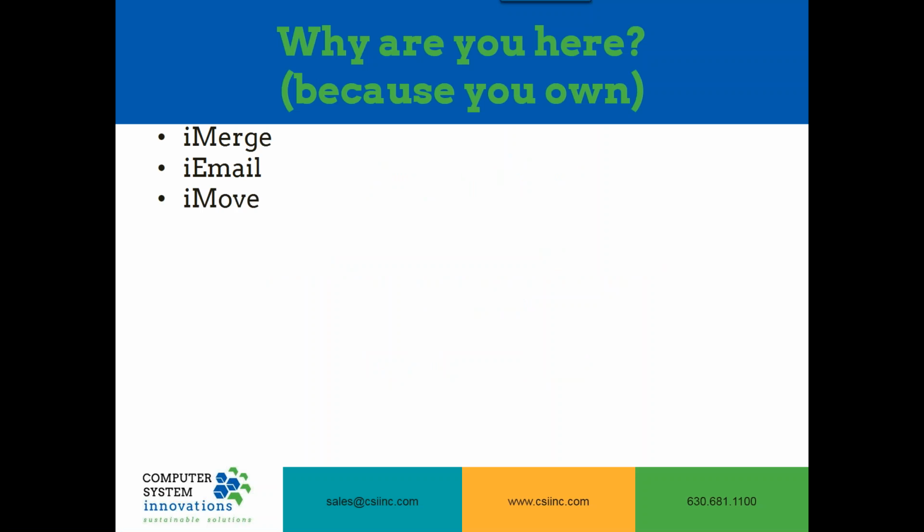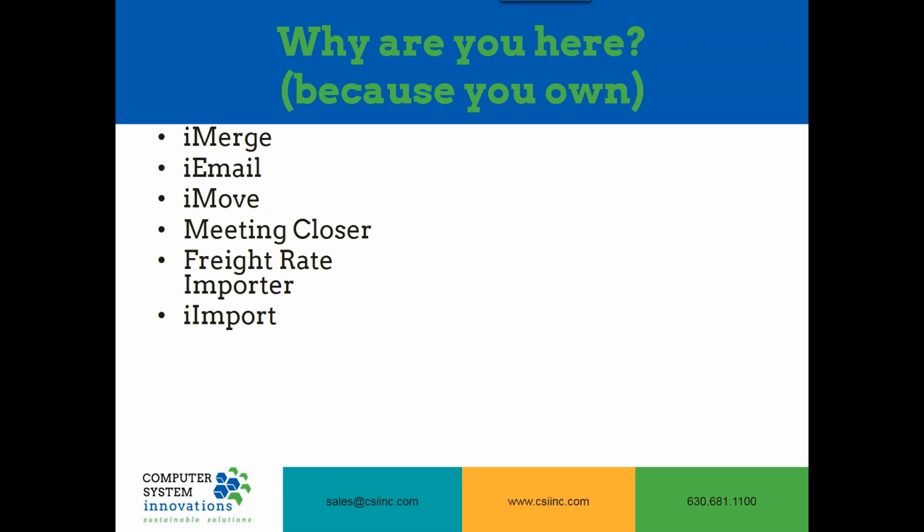Maybe you own iMove. If you're in Australia, you probably don't, but it's a national change of address moving software. Very popular meeting closer, which allows you to close events and expos without losing any of that detail. Freight rate importer, for those of you that ship with freight by weight. iImport, the easiest tool out there to import new records or update existing records in your IMIS database. IMAP, which is our Google geolocation service. They'll grab the latitude and longitude for your members' addresses.